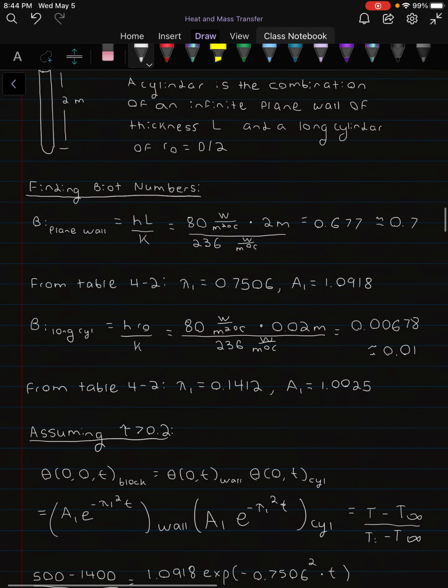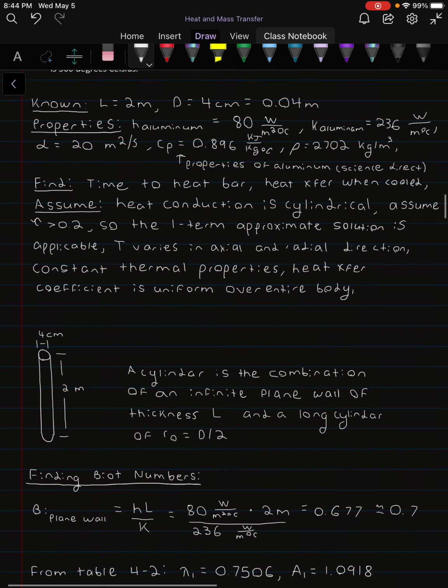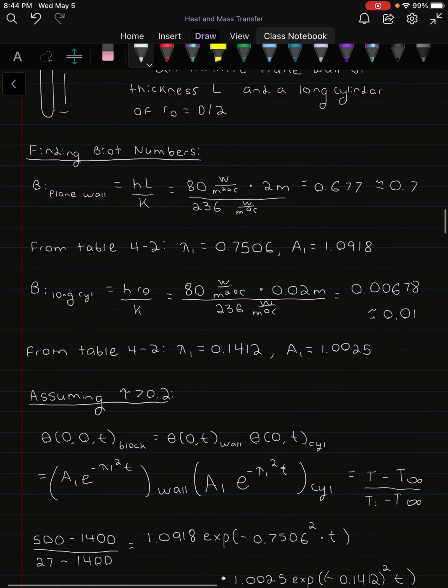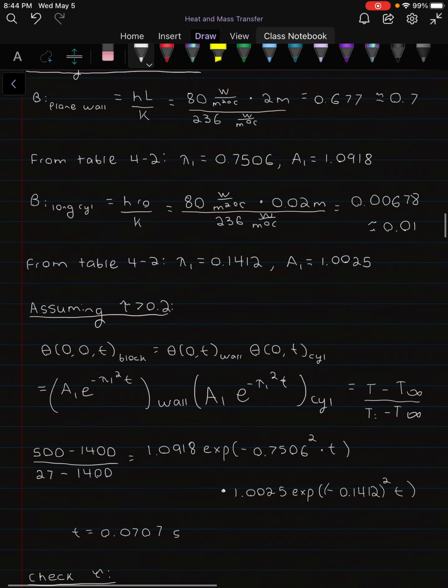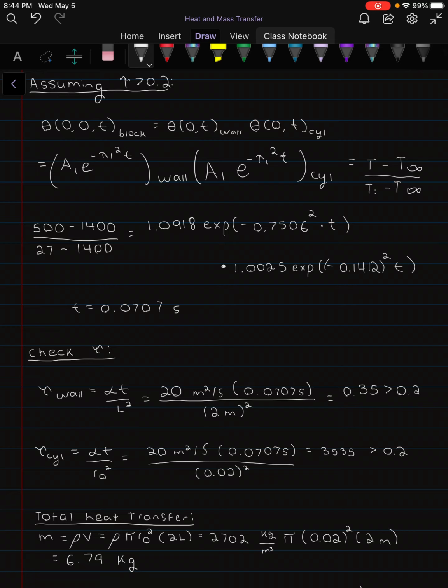So we have the lumped analysis, we have our one-term approximate solution. So we find the Biot numbers for a plane wall and long cylinder, and then get those values. We can assume tau is greater than 0.2 because it's given in the problem statement, and then you multiply those together and you get your temperature profile. Then you can solve for your time, which is 0.07 seconds.